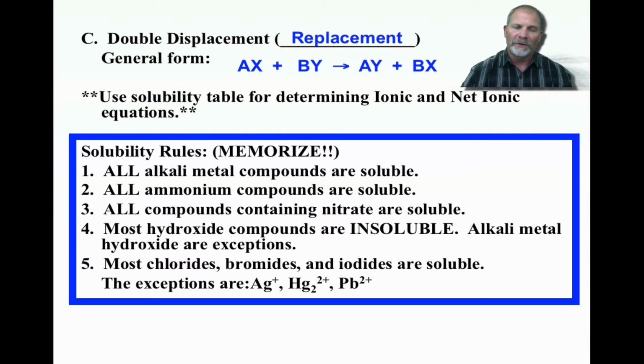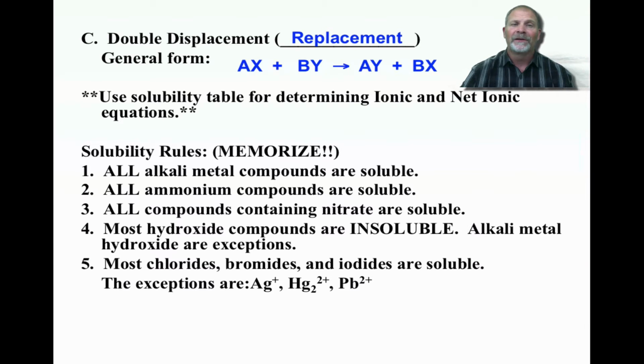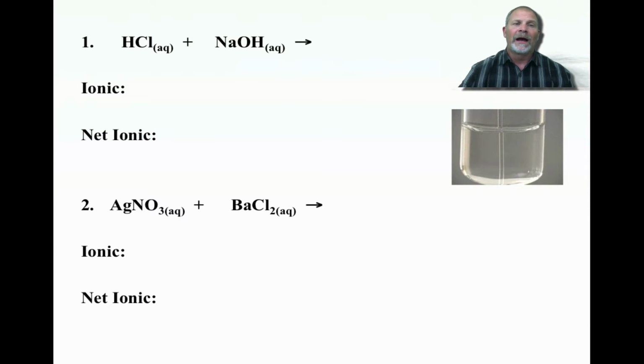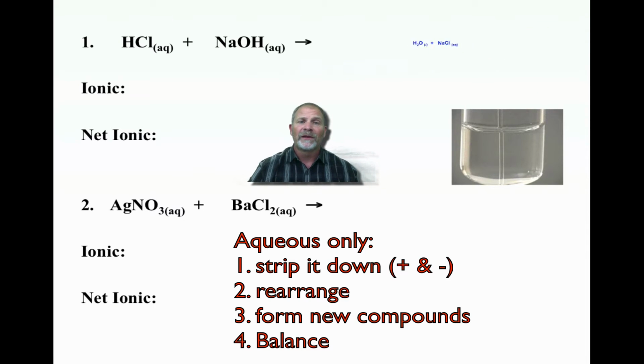So again, we have to know these, memorize them as we go forward, because now you're going to have to know states of matter. So here we go. I have HCl, hydrochloric acid, and sodium hydroxide. Both are aqueous. It's a strong acid, strong base. And so what's going to happen, they're going to trade places. So my H plus, OH minus come together and form water. My sodium and chloride come together and form sodium chloride.